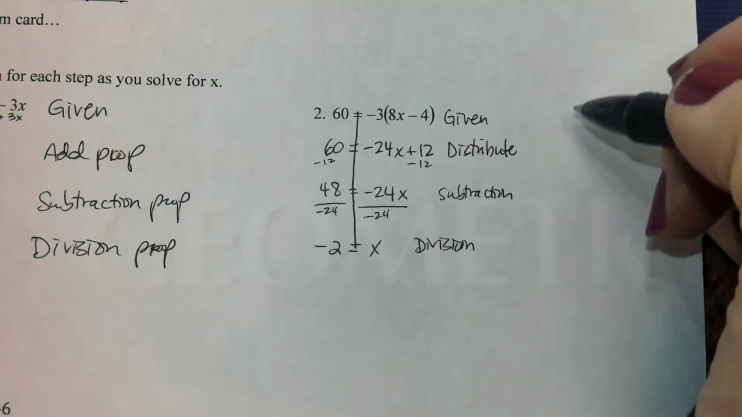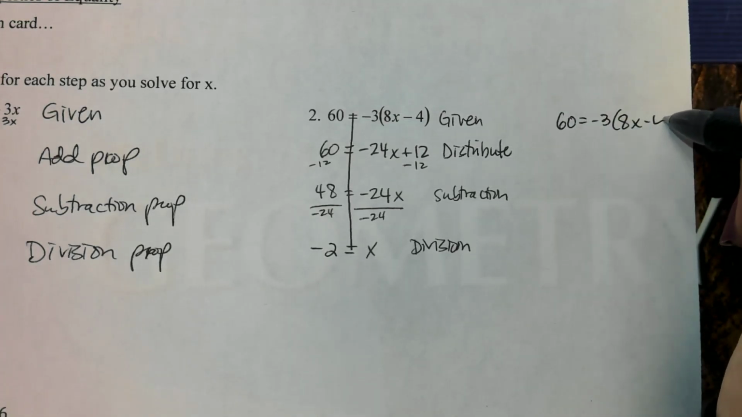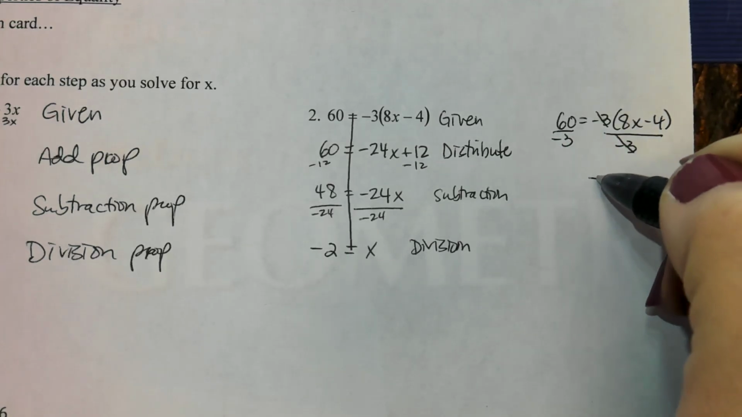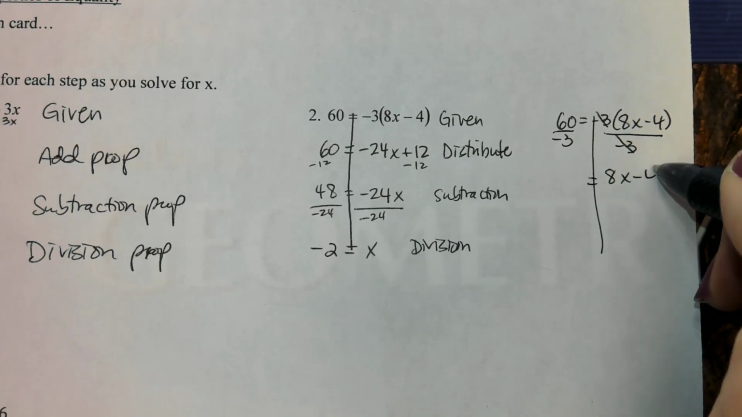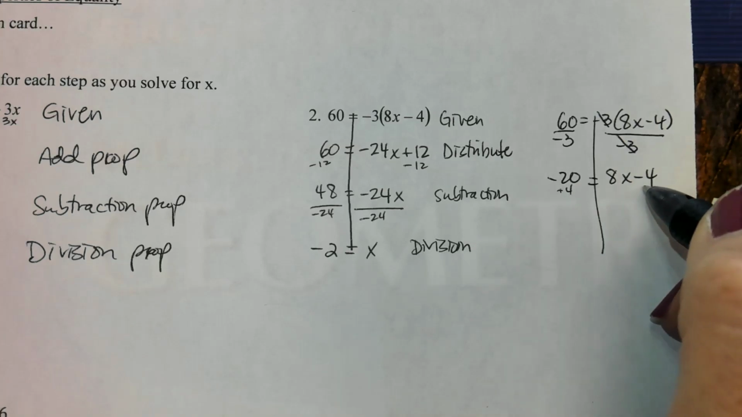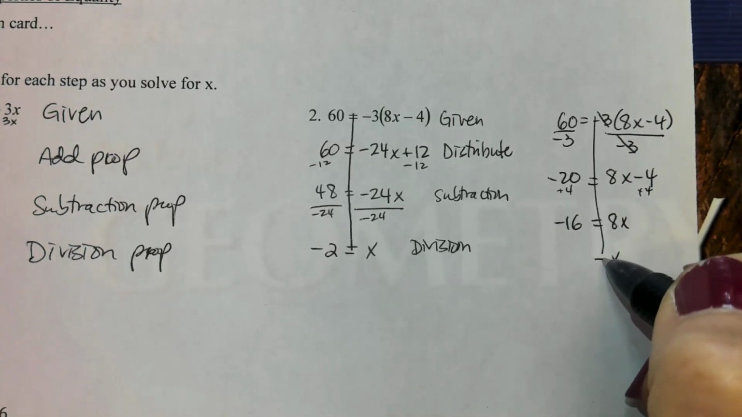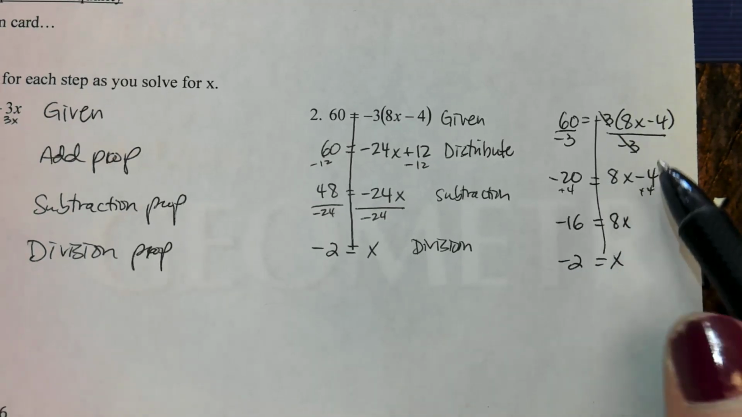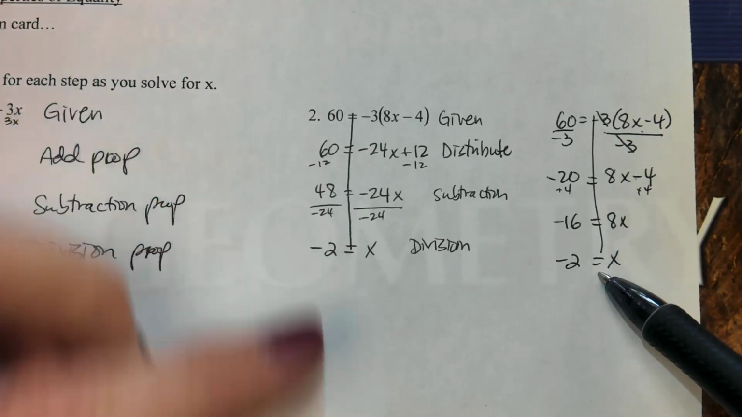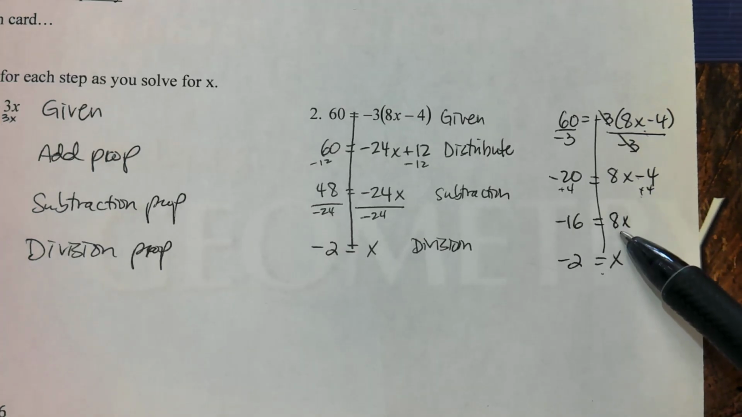Another way that you can solve this, you end up getting the same answer, is if I did 60 and -3, 8x minus 4. I could actually divide by -3 right away and get rid of that, and I would just be left with 8x minus 4. This would be -20. Add 4 to both sides. So 8x would equal -16, and then divide by 8. So I still end up with -2. Actually, it was the same amount of steps to get there, but my reasons would have just been different. My first one would have been division, then addition, then division.